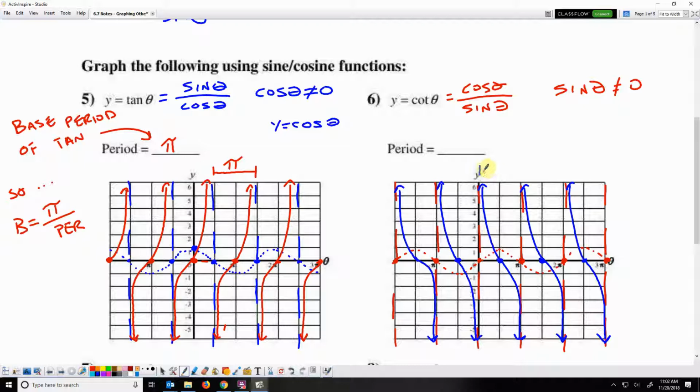Here is the horizontal distance of one cycle, and once again it is pi. So for tangent and cotangent, the base period is pi.